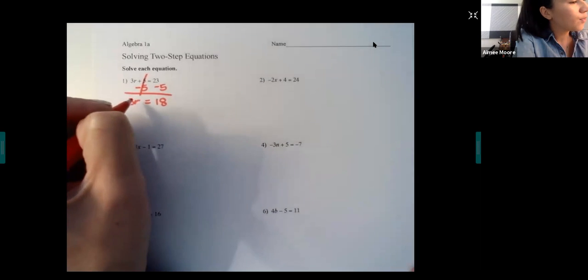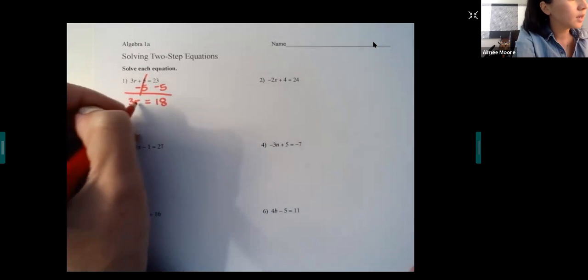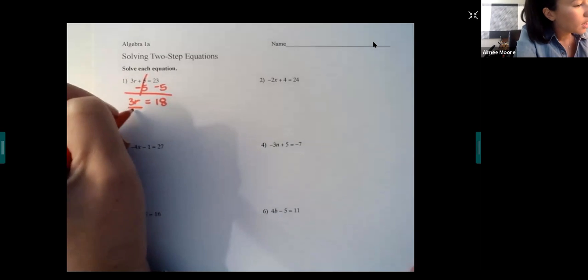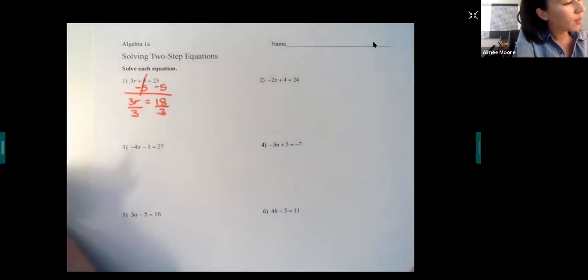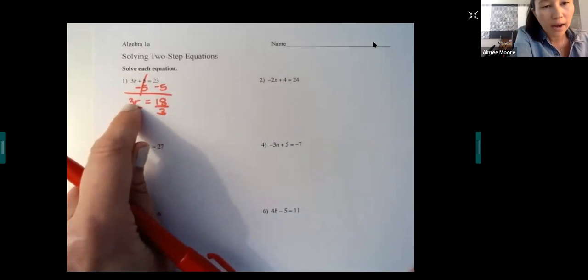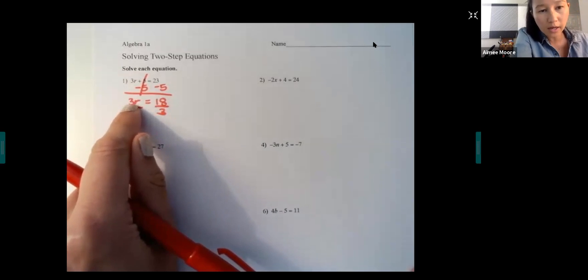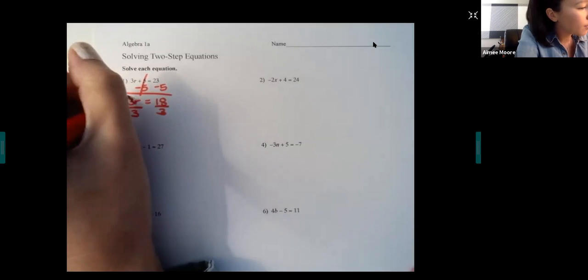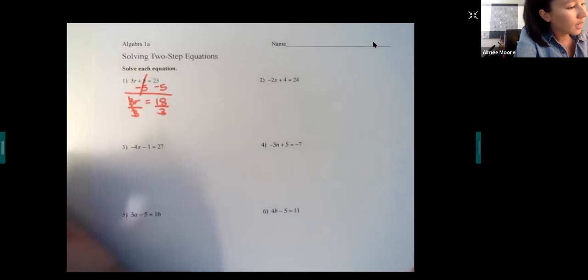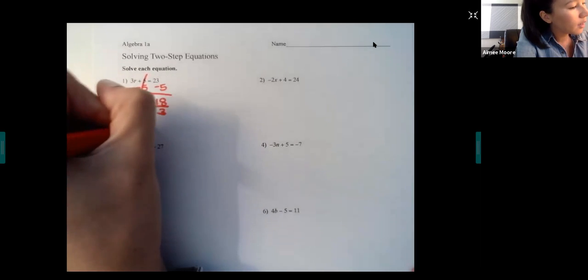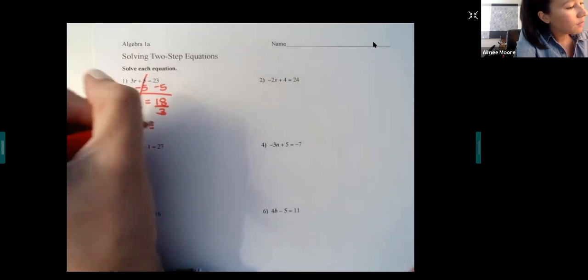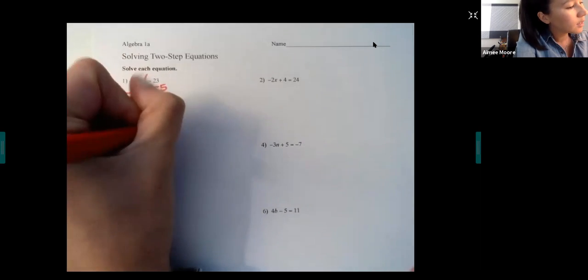Okay, and then 3 is being multiplied by r. So we said we undo multiplication by dividing. So we divide both sides by whatever number's in front of our variable. So since it was 3 again, that's why we're dividing by 3. So the 3s cancel out, leaving us with r equals 18 divided by 3, which is 6.